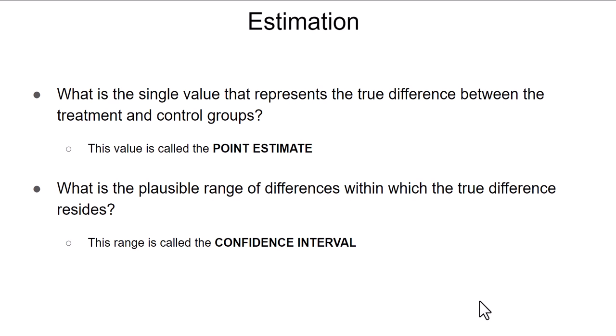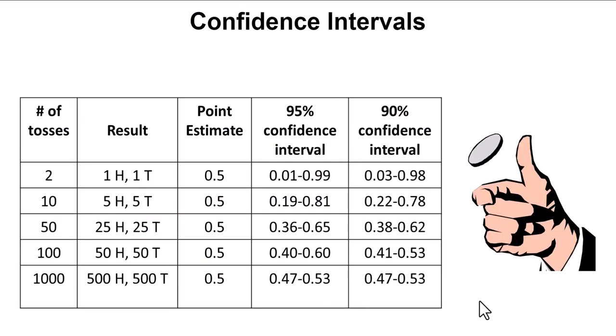Another important definition to be aware of is a confidence interval. Just because you have the point estimate, the confidence interval is the plausible range of differences within which that true difference resides. That might be a little confusing, so I think the best way to explain it is to go ahead and show you an example.